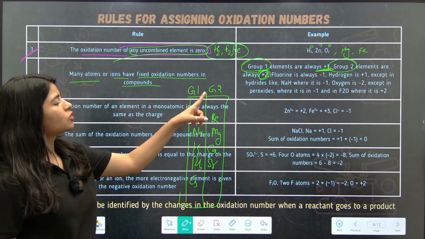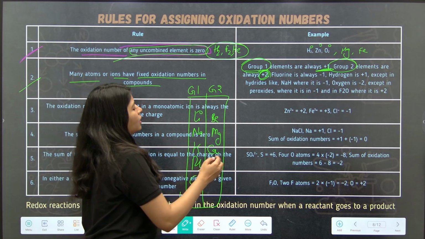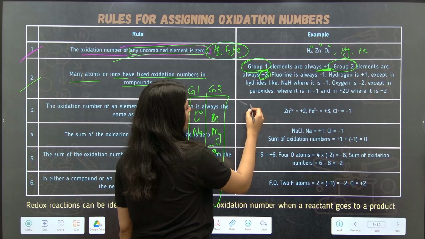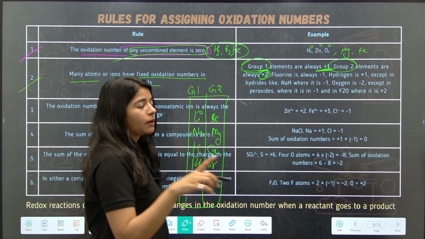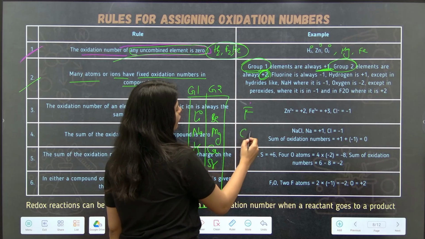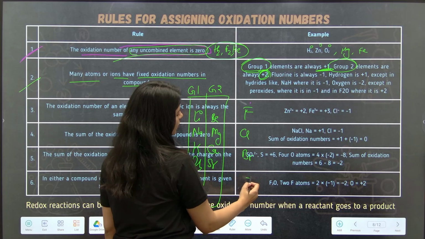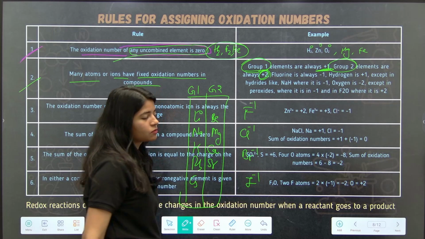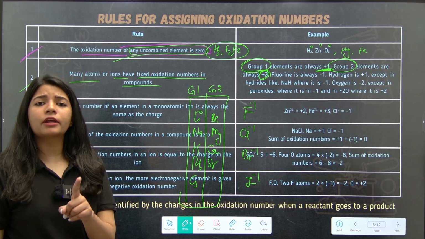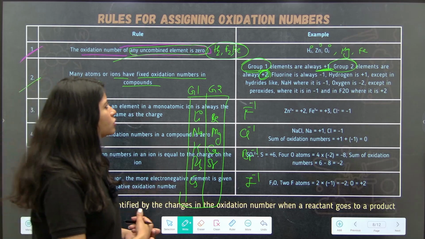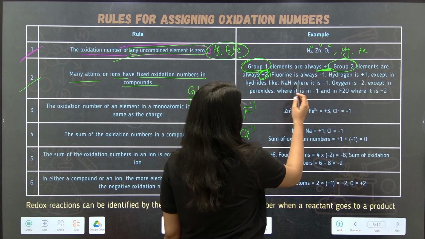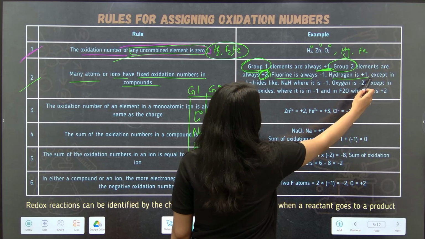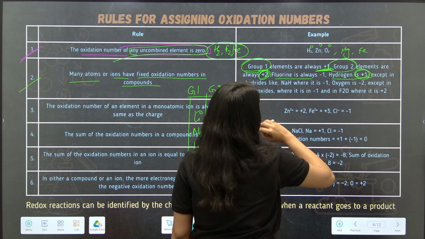And fluorine is always minus 1. It means the ones which are present in your group 7, the halogen group, fluorine, chlorine, bromine, iodine, they are like this, minus 1, minus 1, minus 1 and minus 1. Why? Because they need one more electron to completely fill their outermost shell. Next is your hydrogen, which always has plus 1 oxidation state.